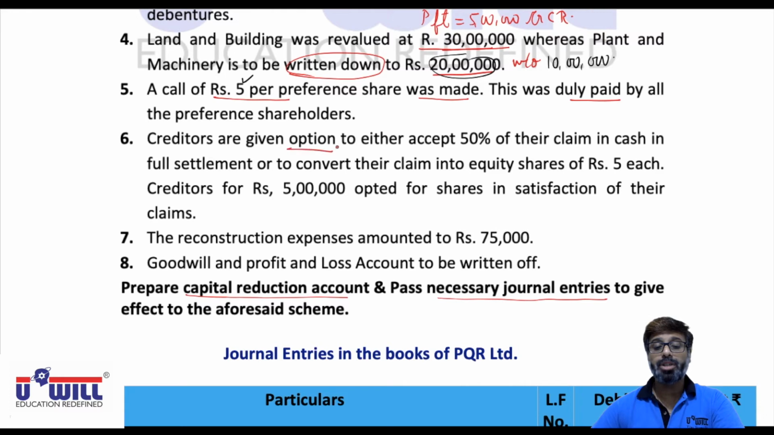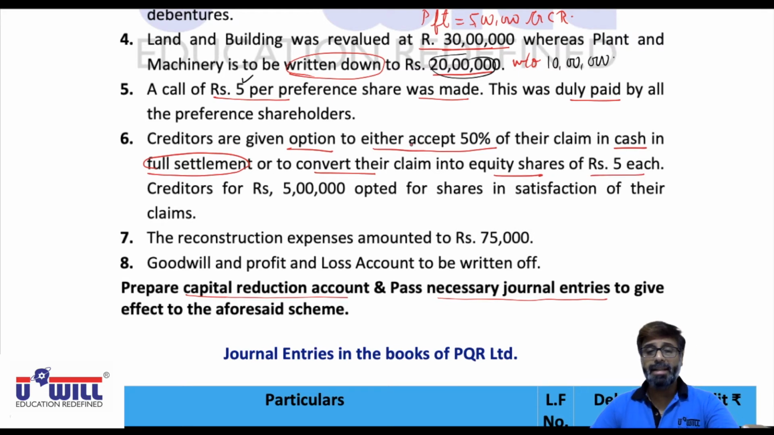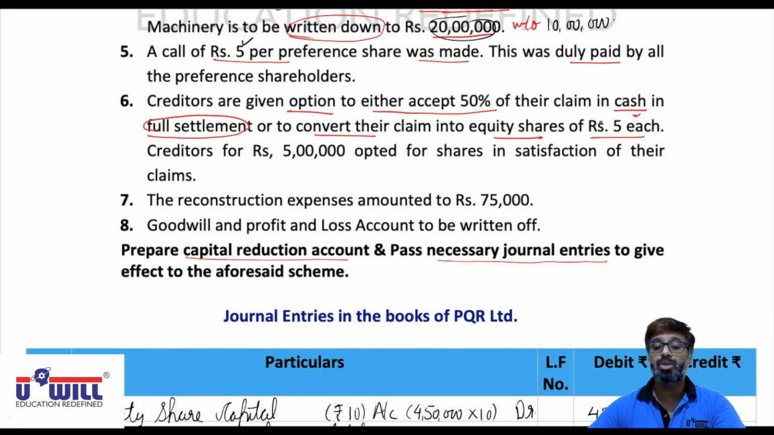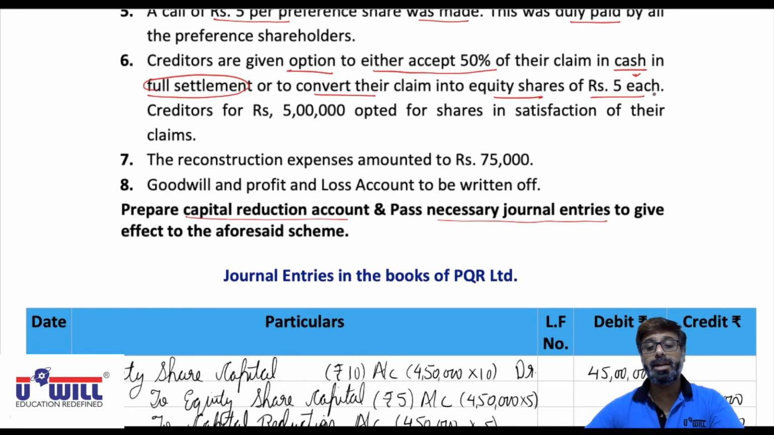6th, creditors are given option to either accept 50% of their claim in cash in full settlement or to convert their claim into equity shares of rupees 5 each. Two options are given. Either you take 50% money in cash and leave the company, or you convert the claim into equity shares of rupees 5 each. Equity shares of 5 each means they are of 10 rupees and reduced to 5 rupees. So whatever amount is there, that will be converted into equity shares of 5, but they'll have to remain with the company. Now creditors for rupees 5 lakhs opted for shares in satisfaction of their claims.